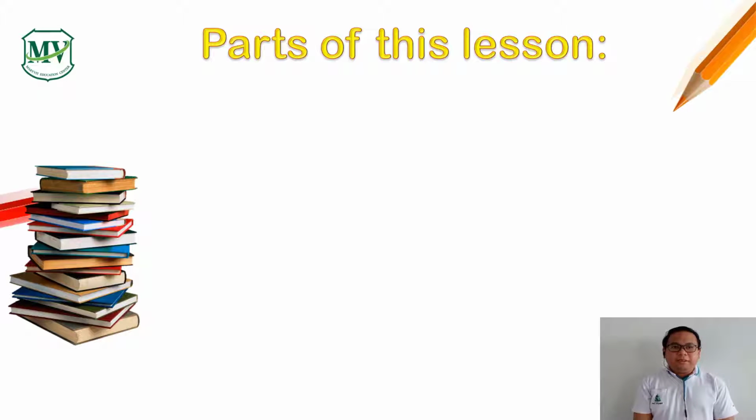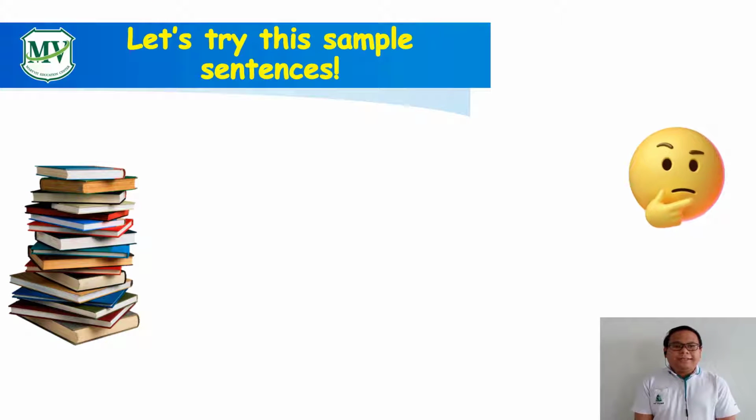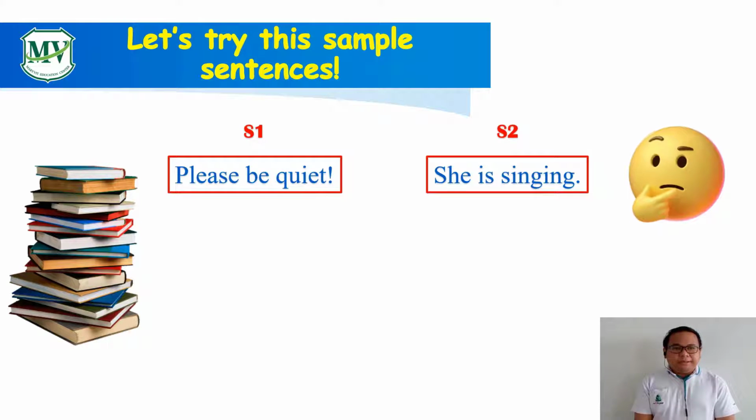This episode is composed of important parts: definition and usage of terms, application, and task. Now, as an introduction, we have here sample sentences. Sentence number 1 and sentence number 2. Our question is simple. How do we join or merge them? Do we join them by simply putting them together in one sentence? Or do we need to put something else? You're right, it's the latter.